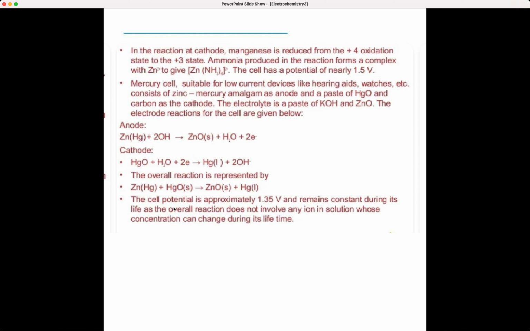It's a displacement reaction, and here the cell potential would be 1.35 volt. They will give you this particular reaction and ask you about the cell potential. Remember, it's 1.35 volt, and throughout the overall reaction it remains constant, and it does not involve any ion in solution whose concentration changes during its lifetime. Hope you are clear with this part.